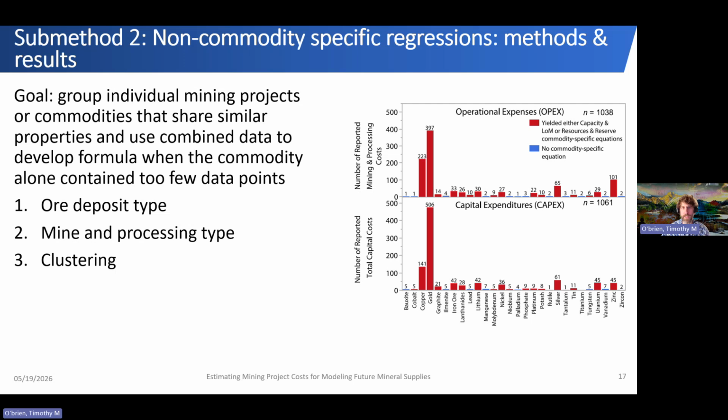And this was to be done by combining those which have similar properties. And that was done three ways: either looking at the ore deposit type, the mine and processing type, and then a clustering analysis. And again, if anyone wants any more information about that, please see the methods section in the paper.